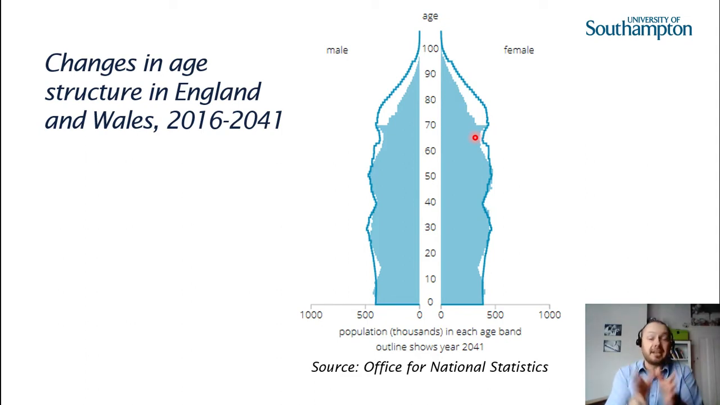But what's particularly interesting about this plot is this solid blue line. This represents what we think the population structure will be like come the year 2041. And the key to this is this bulge at the top end of the population. That's telling us that by the year 2041 we're expecting to have an older population. We're expecting to have almost double the number of elderly people that we do now. So what does that mean?